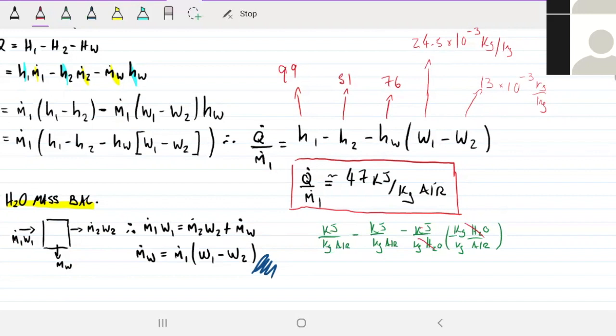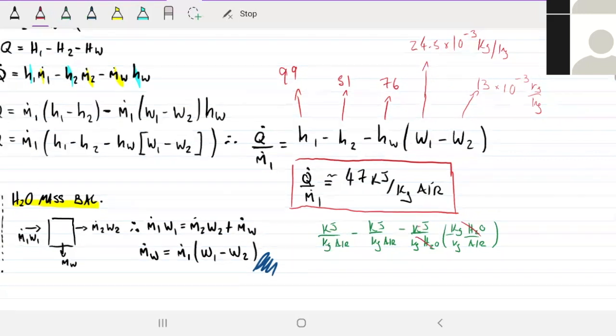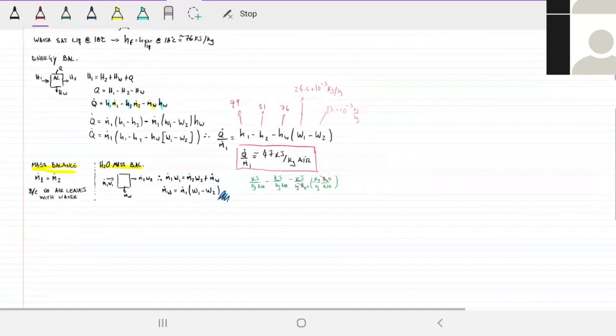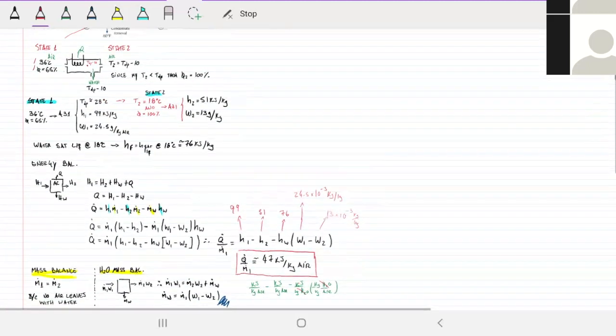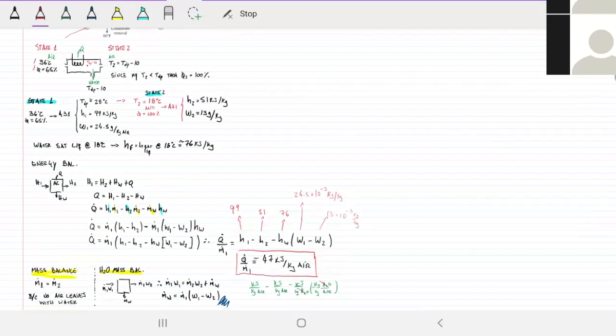Not to be confused with the fluid of water. That's pretty much it for this one, believe it or not. As I said, it's not that hard. Any other questions?